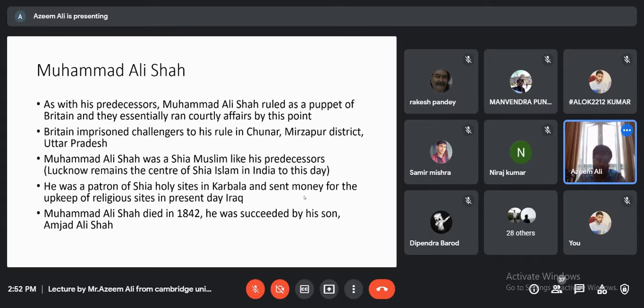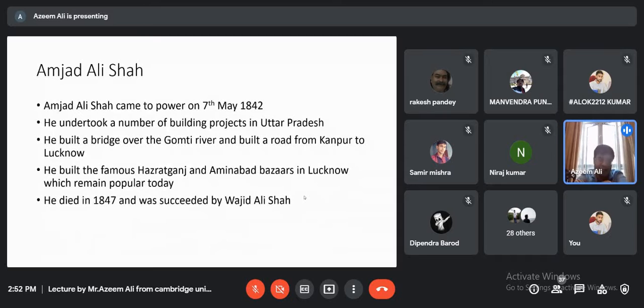He was succeeded by Amjad Ali Shah. Amjad Ali Shah came to power on 7th of May 1842, and he is primarily remembered for building projects. He undertook a number of building projects in Uttar Pradesh. He built a bridge over the Gomti River, and built a road from Kanpur to Lucknow. He also built the famous Hazratganj and Aminabad bazaars in Lucknow, which are popular to this day. He died after 5 years in 1847 and was succeeded by Wajid Ali Shah.